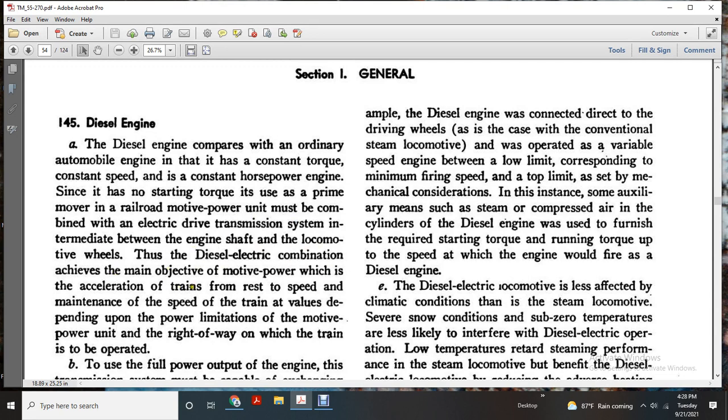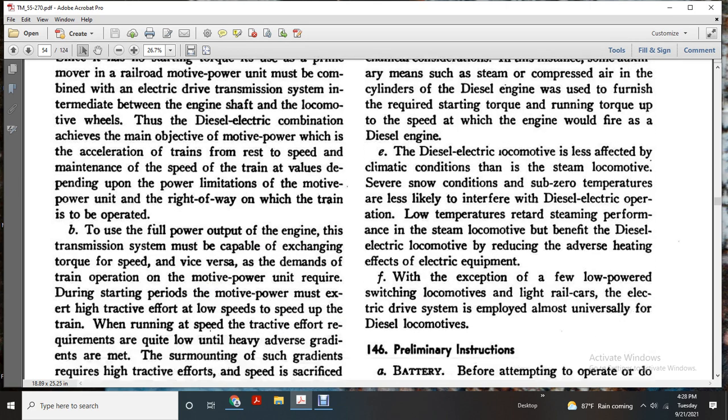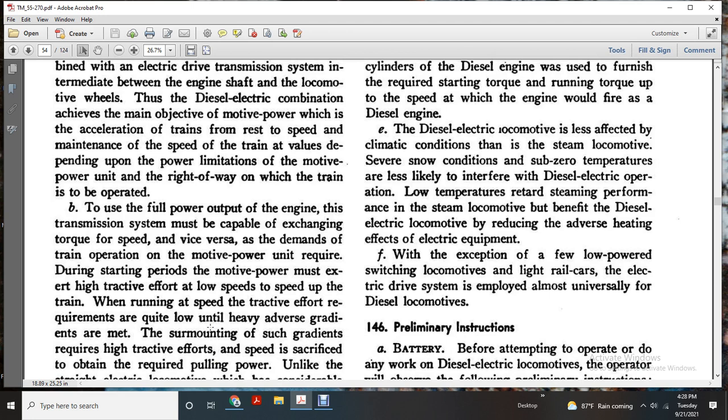The main object is to achieve motive power with acceleration of the train from rest, and speed depending on the power limitation of the motive power unit, right away, for which the train is to be operated. To achieve the full power output of the engine, the transmission system must be capable of exchanging torque and speed and vice versa, with the demand of the train operation mode the power unit requires.